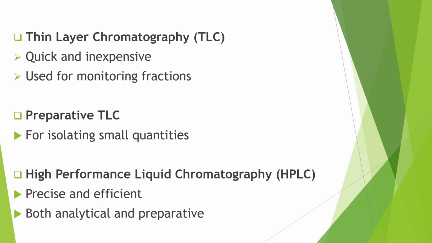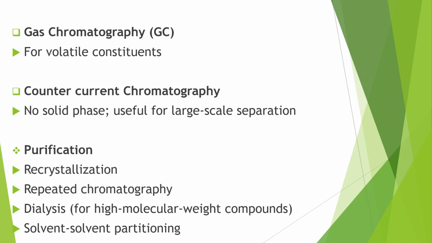Then thin layer chromatography, commonly known as TLC, which is a quick and inexpensive process, of course, and used for monitoring fractions. Then preparative TLC, which is performed frequently in the practice sessions of different labs, is used for isolating small quantities. Then we move towards HPLC, high performance liquid chromatography. It is precise and efficient, of course. Both analytical and preparative work we can perform.